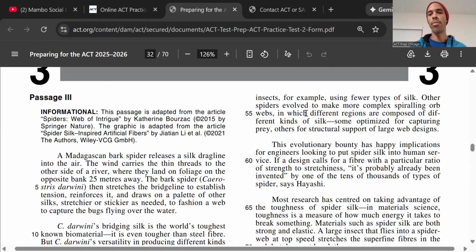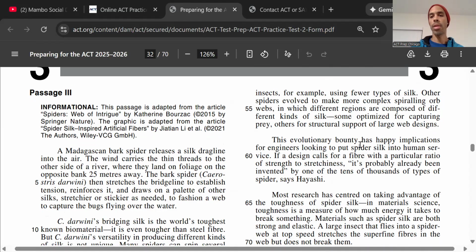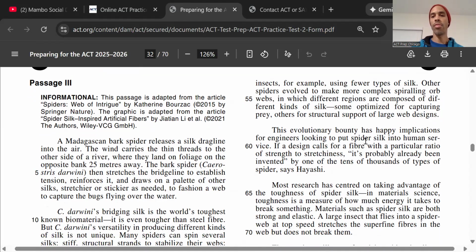Other spiders evolved to make more complex spiraling orb webs in which different regions are composed of different kinds of silk, some optimized for capturing prey, others for structural support of large web designs. This evolutionary bounty has happy implications for engineers looking to put spider silk into human service. If a design calls for a fiber with a particular ratio of strength to stretchiness, it's probably already been invented by one of the tens of thousands of types of spider.